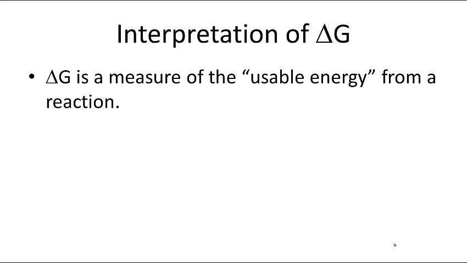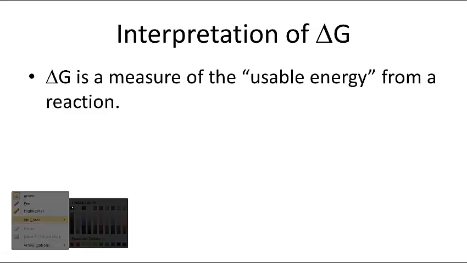There are a number of different ways you'll hear delta G talked about, and one of them is the idea that delta G is a measure of the usable energy from a reaction, or the amount of useful work that you can do using the reaction. And so I want to talk a little bit about that interpretation. We're going to come back and look at different ways we can interpret delta G at different points in the lecture.